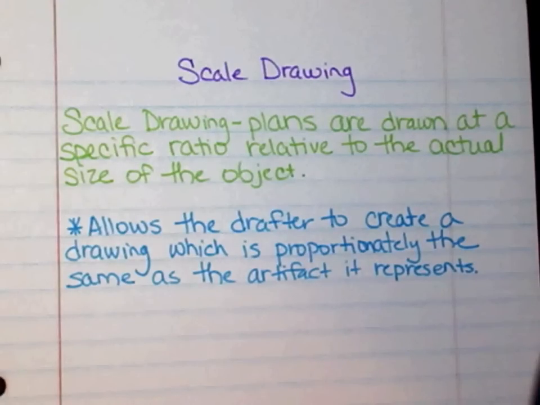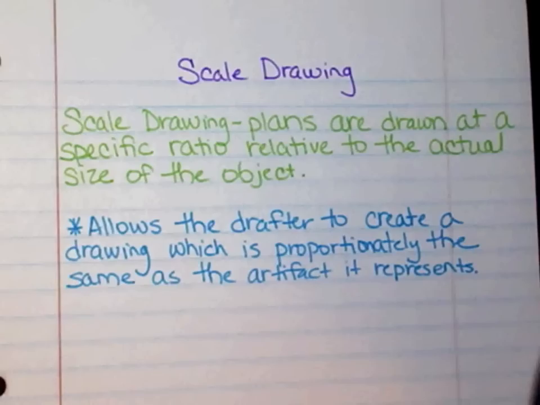Scale drawing. Scale drawing is when plans are drawn at a specific ratio relative to the actual size of the object. Why we use it is it allows the drafter to create a drawing which is proportionately the same as the artifact it represents. So basically, because an architect cannot draw a life-size picture of a real building, they have to scale it down so that you can hold it in your hands and look at the plans, but they need to be proportionate to the real thing.